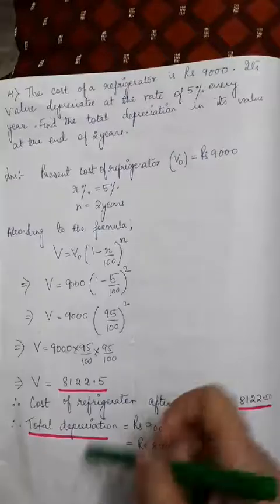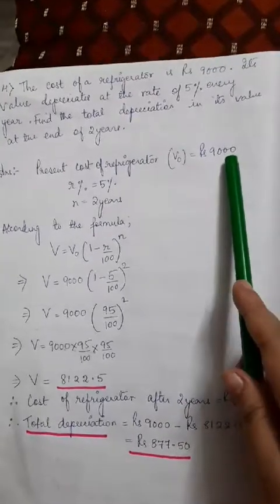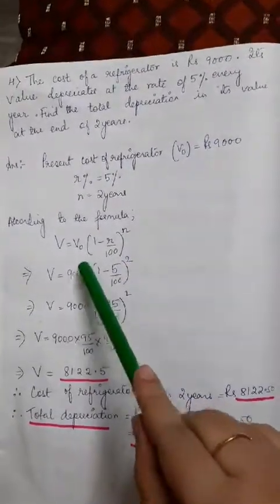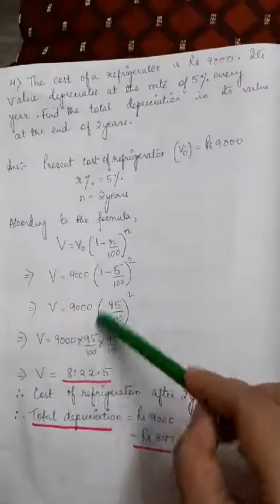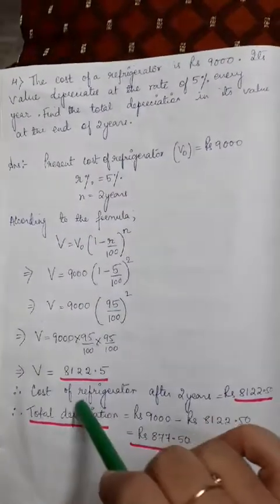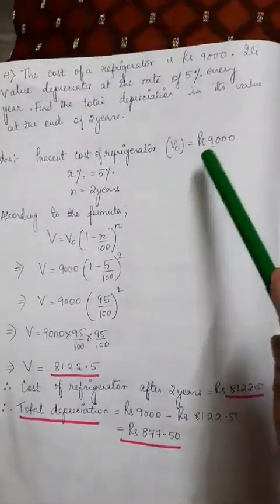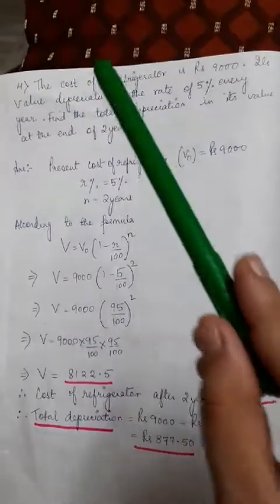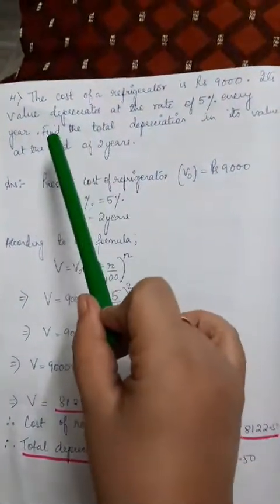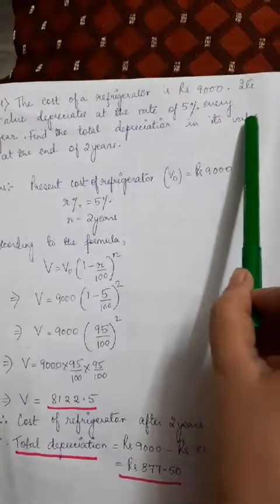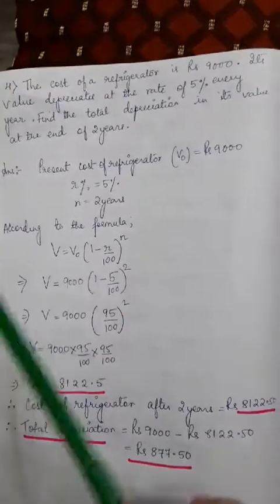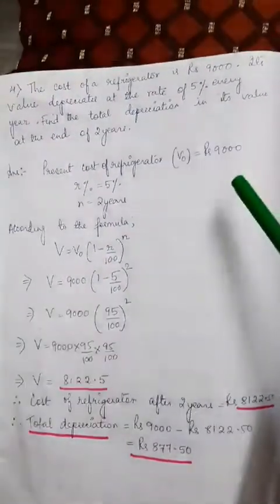So similarly out here also, 9,000 was the present cost. After using the formula, after cancellation, after calculating the entire thing, I get the value as this. So this is less than this. Now what does my question demand? My question says find the total depreciation in its value. That means they are asking you to find out how much value it has depreciated.